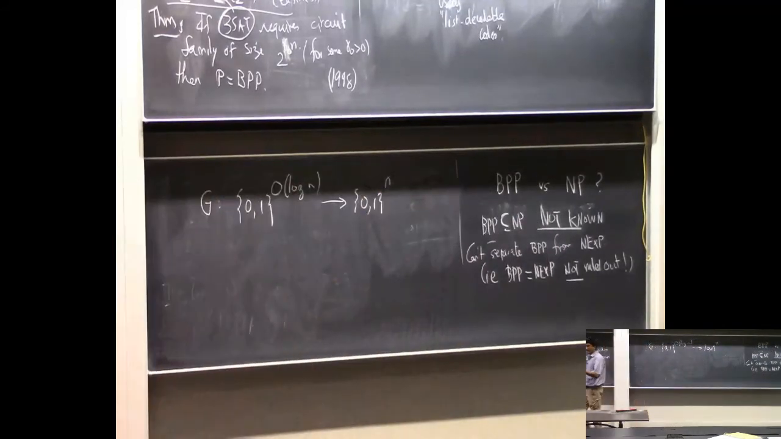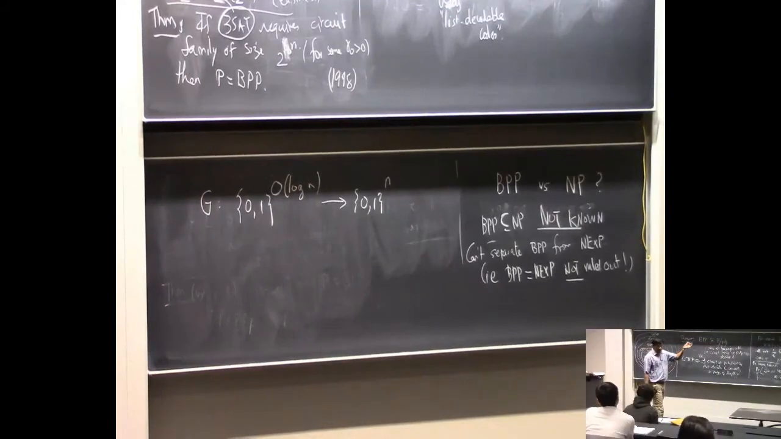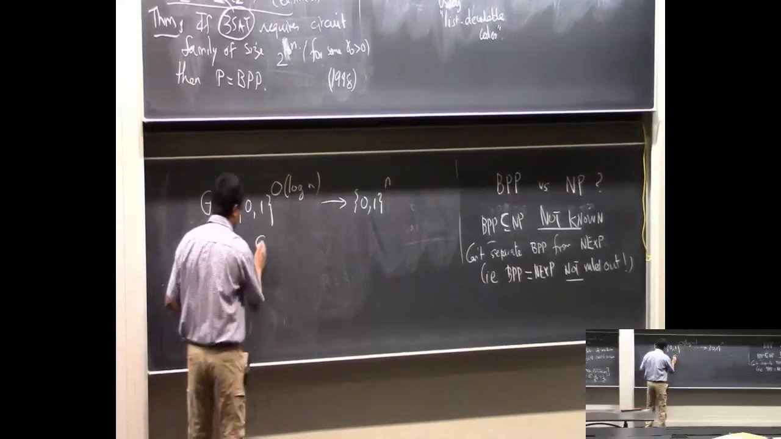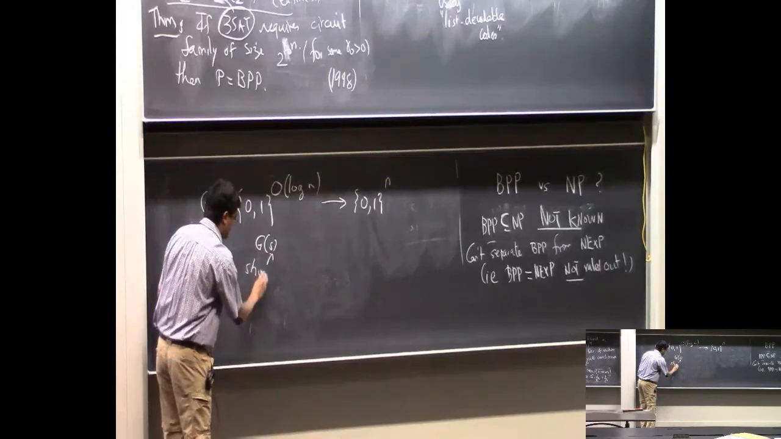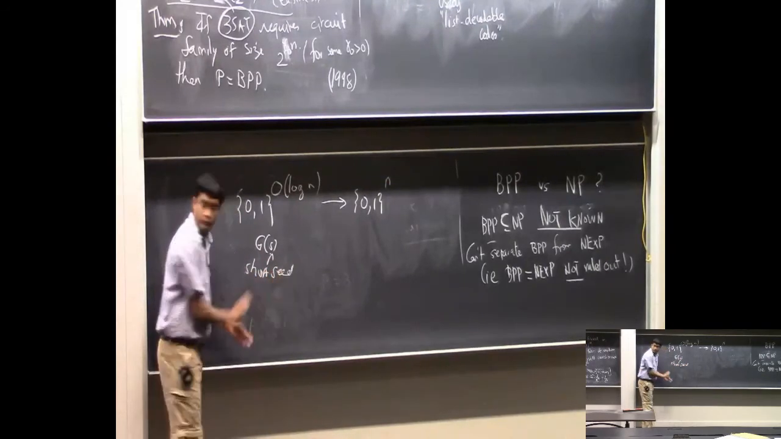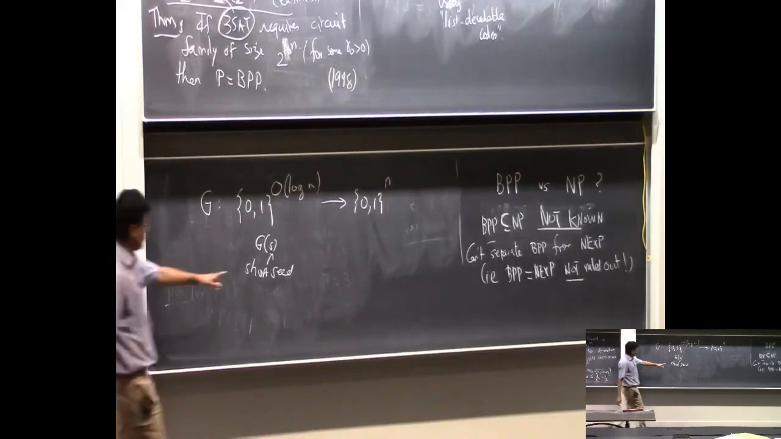Suppose an algorithm needs n random bits. Rather than feeding it n completely random bits, you can think of the input to G as a seed, a short seed S of only log n bits.